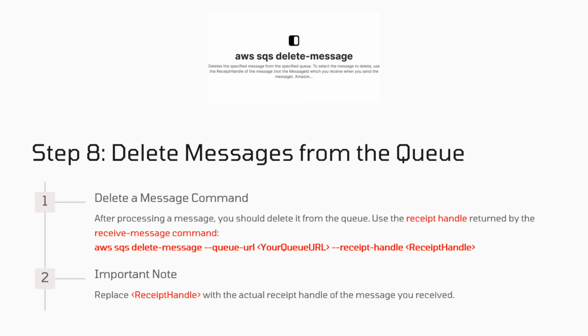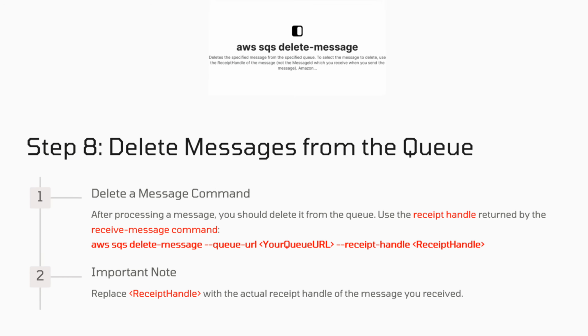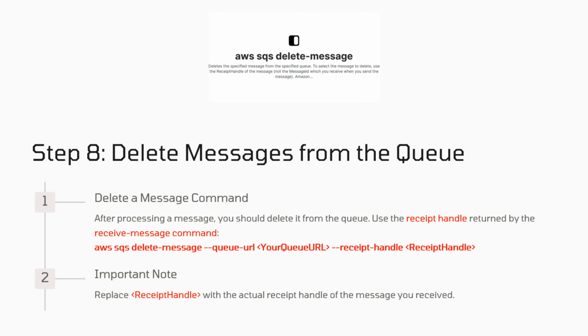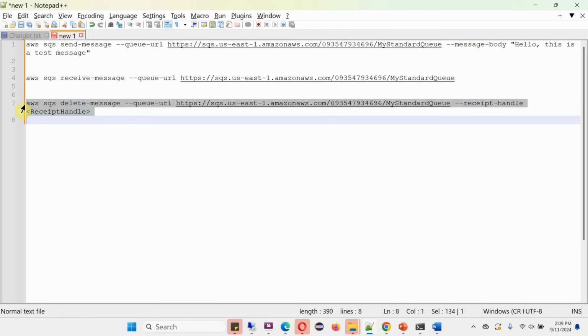Now we will see how to delete messages from the queue. After processing a message, you should delete the message from the queue. For that, we have to use this command: aws sqs delete-message, then the queue URL, then the receipt handle. The receipt handle you can get from the receive message command. This is the command to delete the message from the queue.